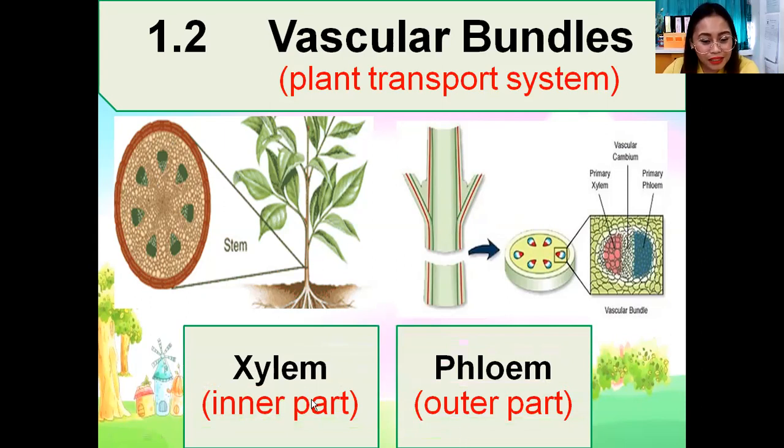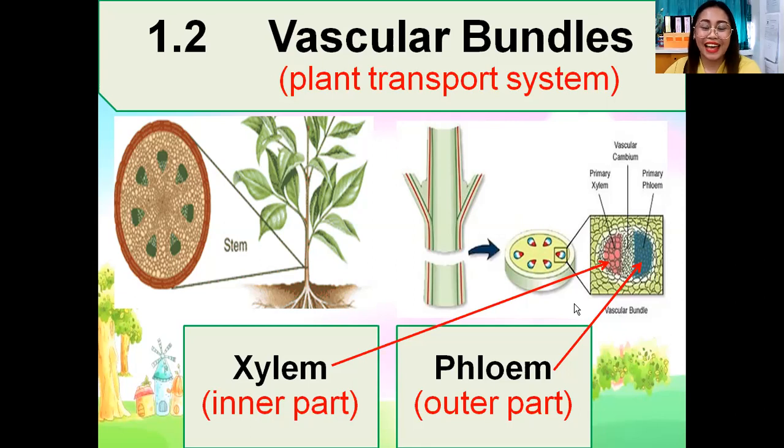So xylem is in the inner part. So where is the inner part? So this here is the inner part. So this is the xylem. So the color red, this is the inner part. And phloem is the outer part. So this is the outer part. So this is the phloem. So again, vascular bundles have two tubes, xylem and phloem. Xylem is in the inner part of the stem, near the center. And phloem is in the outer part of the stem.